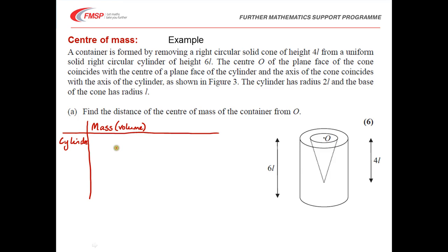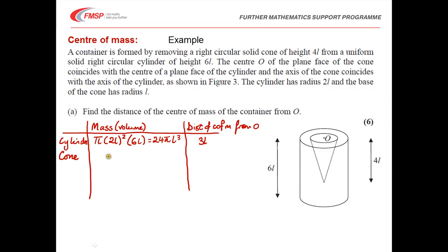So the cylinder has volume pi r squared h, and in this case that's going to be pi times the radius, which is 2L, squared, multiplied by the height, which is 6L, and we can simplify that down a bit to 24 pi L cubed. I'm also going to note that the distance of its centre of mass, C of M, from O, that's going to be given by 3L, half of the height of the cylinder, so by symmetry.